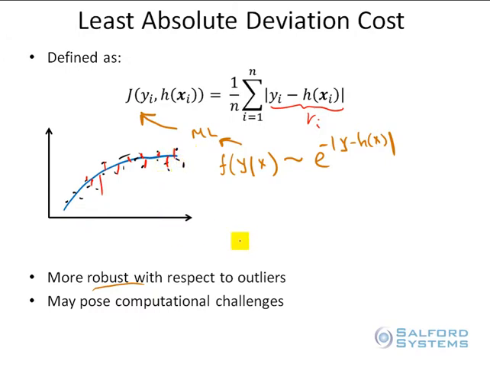The only problem with the least absolute deviation cost is that it may pose additional computational challenges. Those have to do with the fact that in the shape of this function, there are some specific points where the first derivatives are discontinuous, and you have all sorts of other difficulties related to convexity when you try to minimize things or do some other mathematical manipulation with this absolute value over here. Okay, so this is the least absolute deviation cost.